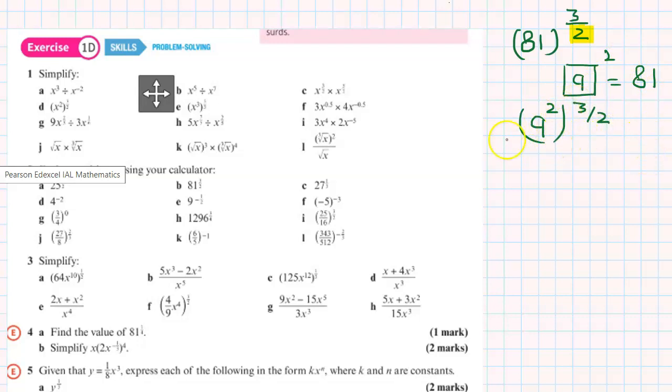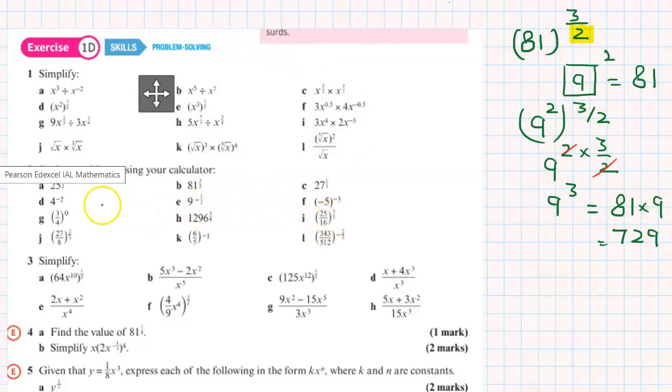We know that when we remove the brackets, we multiply the powers. So it is 9 to the power 2 multiplied by 3 over 2. And you know that we can cancel this number. So what we will have is 9 to the power 3. And that will be equal to 81 times 9, so that is 729. That is the answer of this question.